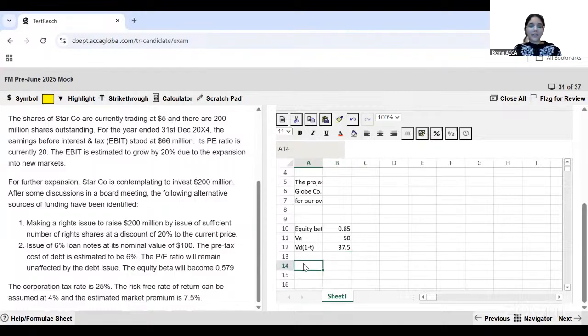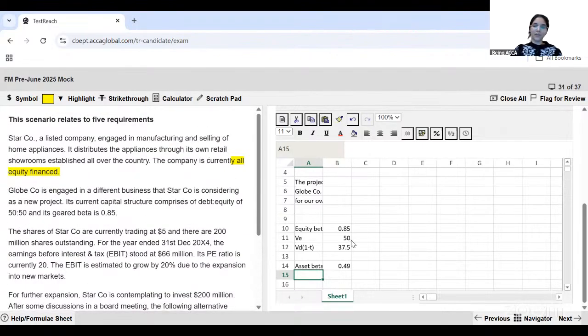And how do we calculate the asset beta now? Asset beta is going to be equal to the fraction of VE divided by VE plus VD(1 minus t). So 50 plus 37.5. This is what the fraction is. This needs to be multiplied by our equity beta. So our asset beta comes out at 0.485. If we convert it to two decimal places, it's going to look like 0.49. And here no regearing is needed because Star Company is all equity financed.